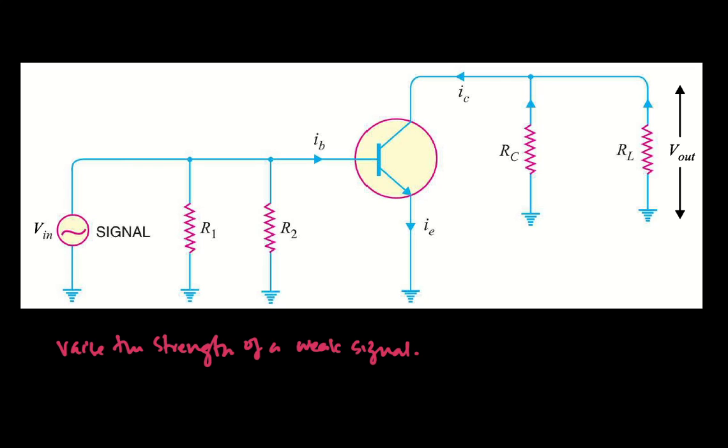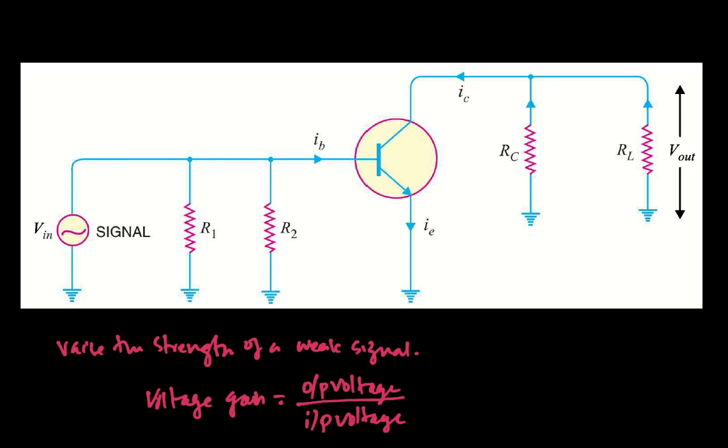Raising the strength means we are increasing the amplitude of the voltage of a signal. So the gain of a transistor amplifier is the ratio of the output voltage to the input voltage. The input voltage is the AC signal, so we have to raise the amplitude of this input voltage.